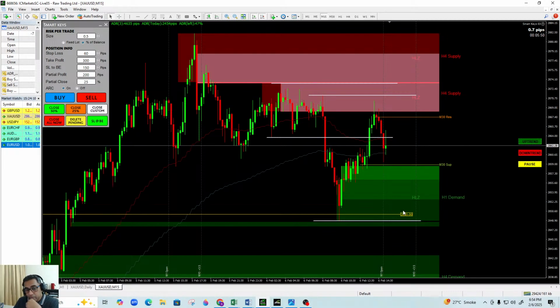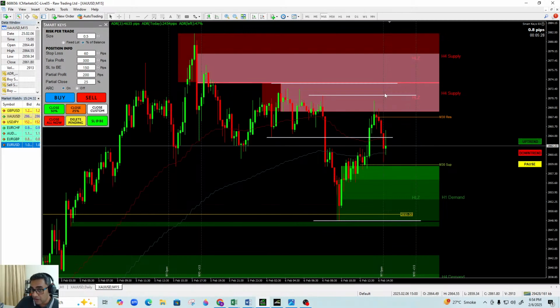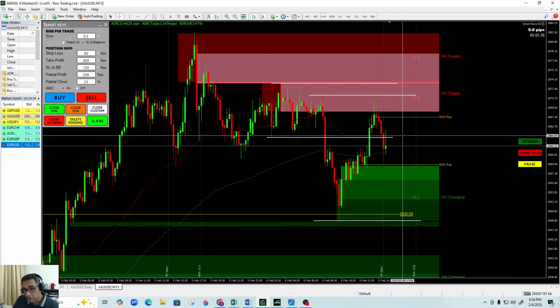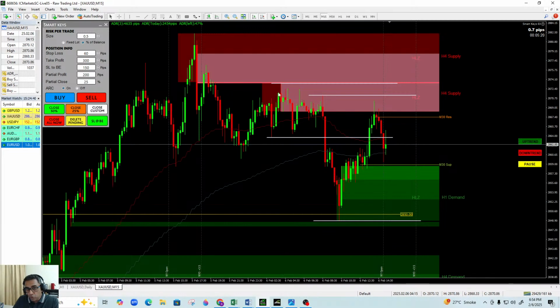Yeah, that's what I would like to see. I'd like to see a close back above here. That's a confirmation that we're heading higher. If we close above the Asian low in the NY session, maybe the next 15-minute candle or the 15-minute candle after that, then it's very likely that we're heading back up, right? So that's about a 100 pip move up to the Asian high through all of this.